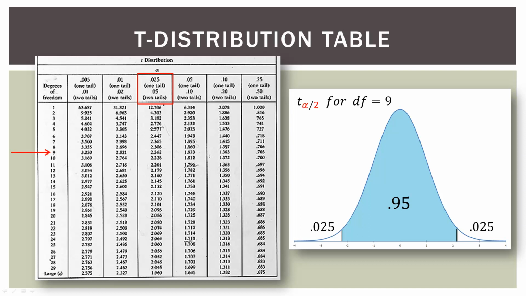Now, over on the side, what row do we want? You can see we have degrees of freedom, and we're interested in 9 degrees of freedom. Basically, we find where that column and that row intersect, and it happens to be right there at 2.262. What that's telling us is that the t-values of those lines at the boundary are 2.26, so 2.26 above and 2.26 below. And that's how we use the t-distribution table to find the probability boundaries in our distribution.